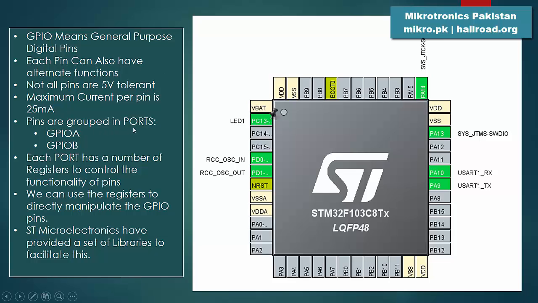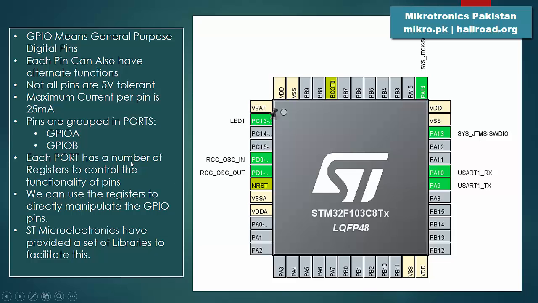The pins are grouped into ports, and the ports are like GPIO-A, GPIO-B, GPIO-C, GPIO-D, and so on, depending upon how many ports a particular microcontroller has. So ports are grouped as GPIOs. Like this, PA0, PA1, all these pins will be grouped into the GPIO A port. And these ones numbered PB2, PB10, PB11 will be grouped into the GPIO B port.